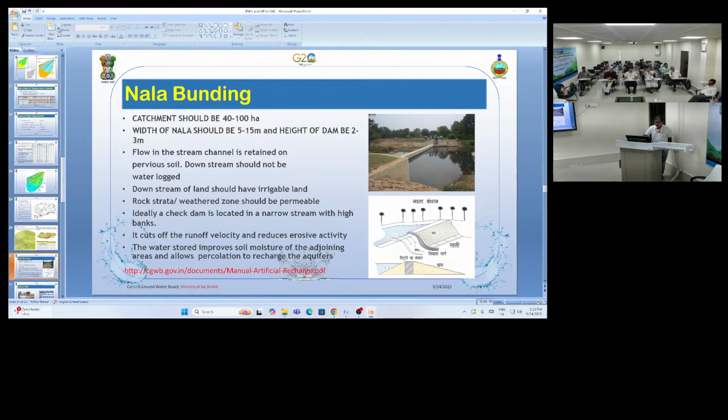Then nala bunding, just read through that. Catchment should be 40 to 100 hectare, width of nala should be 5 to 15 meter, and flow in the stream channel is retained on pervious soil. If it is not pervious, then what will happen? It is useless, only for storage. From there you can supply to your nearby agricultural field, but that will not serve the purpose for which you are planning recharging. Okay, so in very brief I am going ahead.